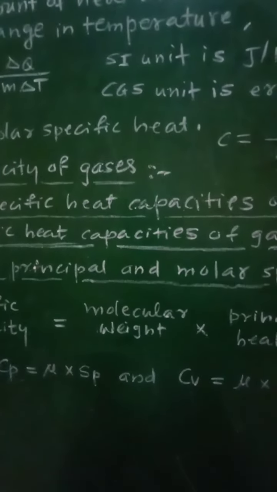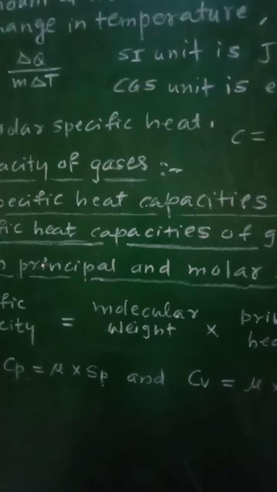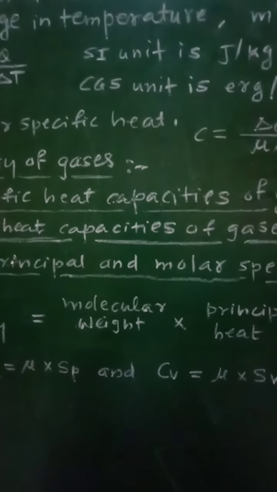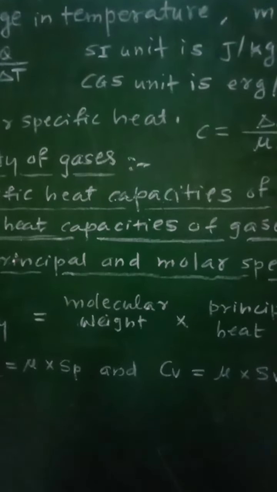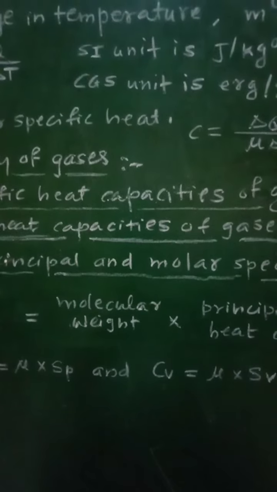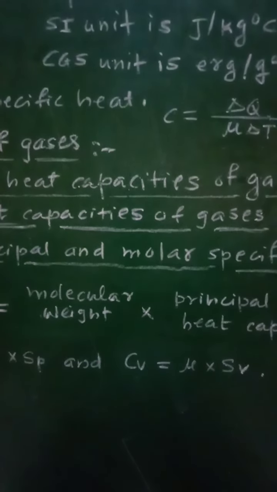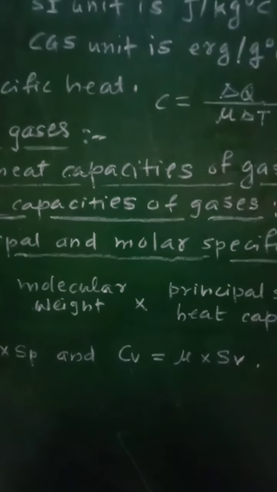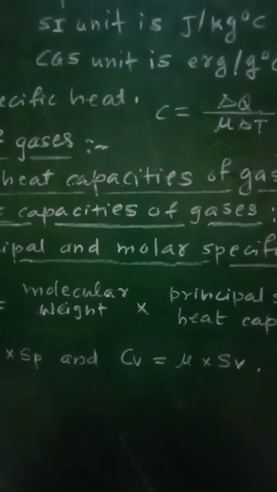On the other hand, the molar specific heat capacity of a gas at constant pressure, that is Cp, is defined as the quantity of heat absorbed or released for the rise or fall of temperature of 1 mole of gas through 1 degree Celsius or 1 Kelvin when its pressure is kept constant.